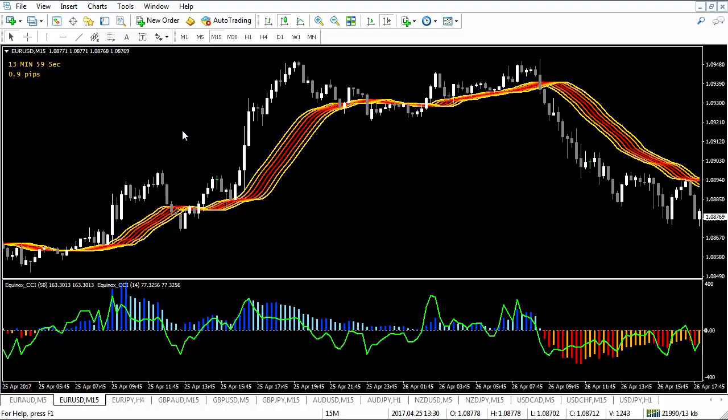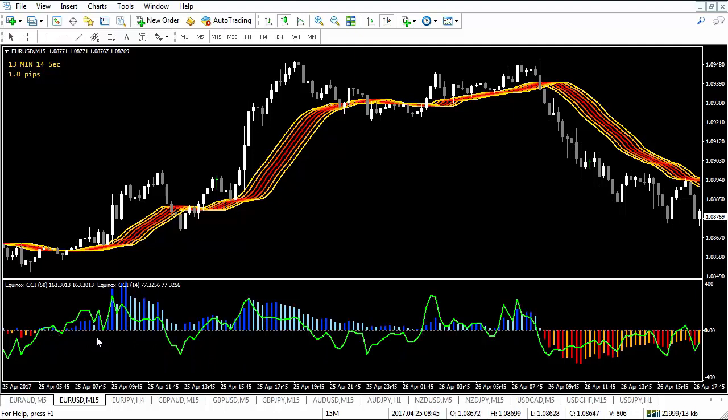All right, so the way this works is once we've got the directional bias, once this histogram is showing us blue, so we're looking at only long trades at this point. So we're looking at the blue histogram. What I want to look to next is the signal line, and that's this green line that runs through the histogram.